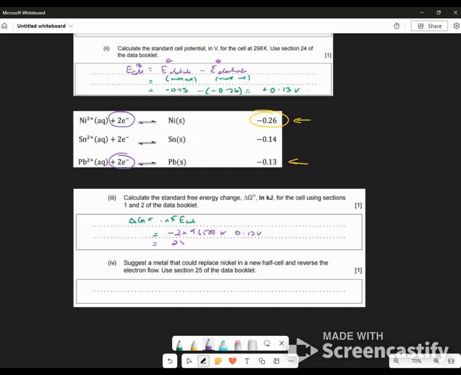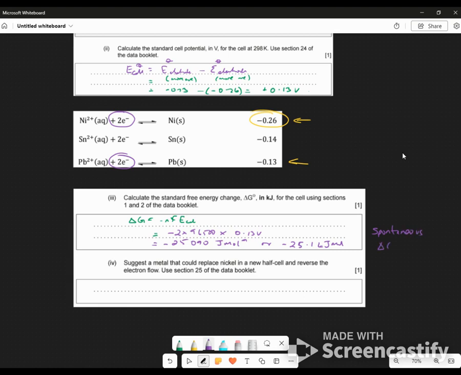So I get 25,090 joules per mole, or 25.1 kilojoules per mole. Okay, and because it's negative, it's a spontaneous reaction. All right, so this is spontaneous.